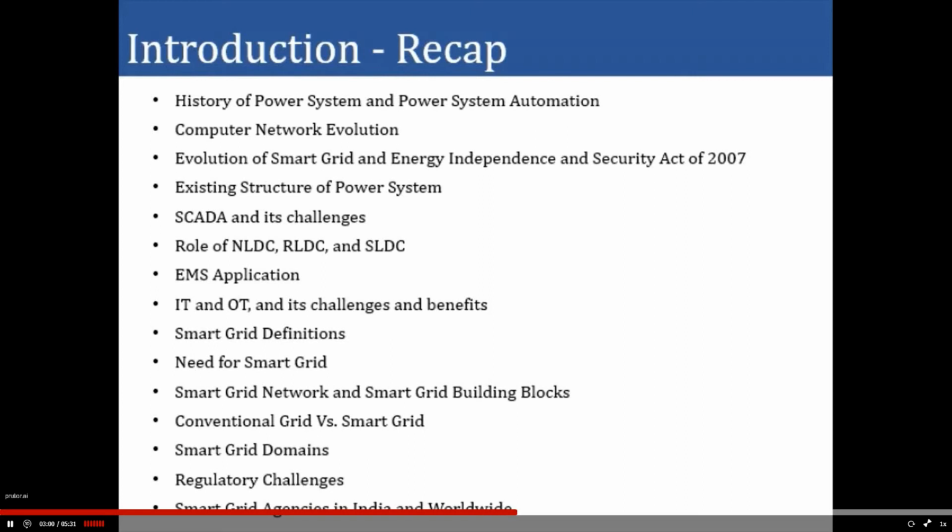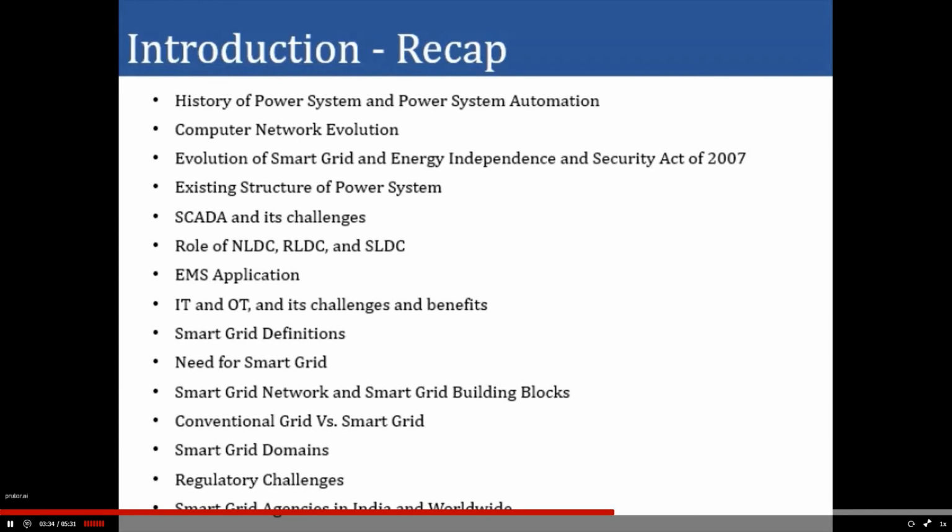Then we discussed the various smart grid definitions. What are the various definitions given by various agencies like NIST and IEEE? We also discussed the limitation of the definition and the missing component in that definition, which was given by IEEE. Then we discussed the need for a smart grid, why we need a smart grid now, what are the challenges in the existing power system network, and how the smart grid is solving those challenges.